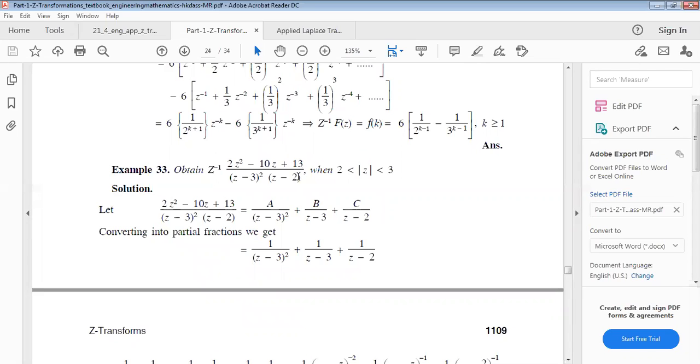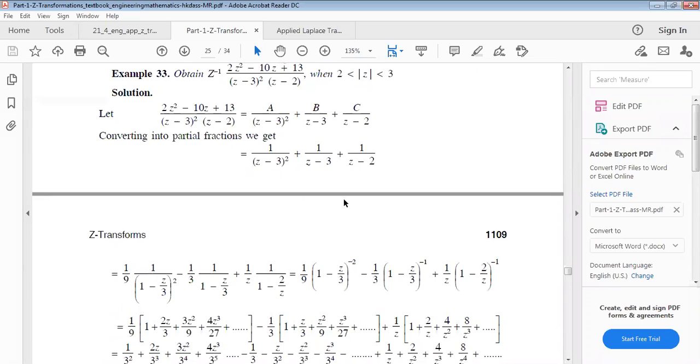In a similar case, we can obtain this inverse z transformation by applying the condition that the absolute value of z lies between 2 and 3. But actually, this function we have to make into partial fractions, using our previous experience. How this can be expressed as a divided by z minus 3 whole square, plus b divided by z minus 3, and c divided by z minus 2. You must know this can be written as this. That means this can be expressed as partial fractions, where a, b, c are unknown constants.